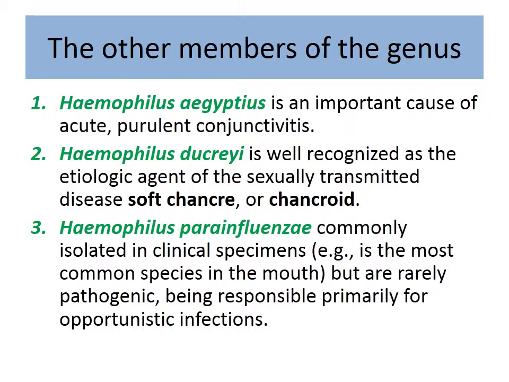Number 1 is Haemophilus aegyptius. That, again, is a very common cause of acute and purulent conjunctivitis. So that's there. We have pus formation in the eye. Haemophilus ducreyi is basically a differential diagnosis when we will discuss syphilis. I'm going to talk about an ulcer on the genitals. It's called chancre or canker or chancroid, something to look like a chancre.